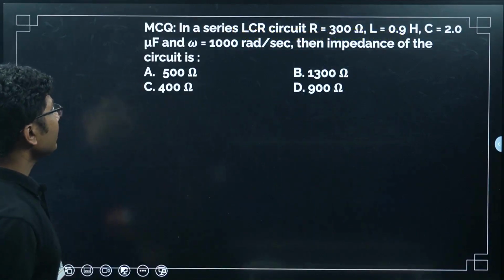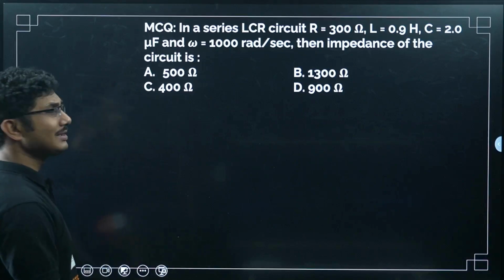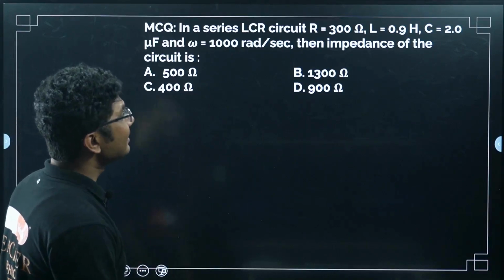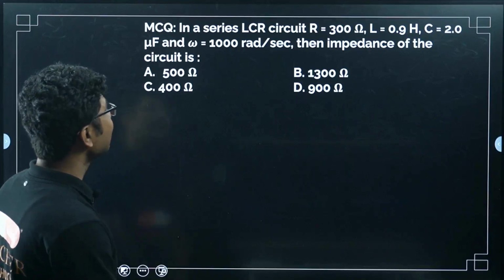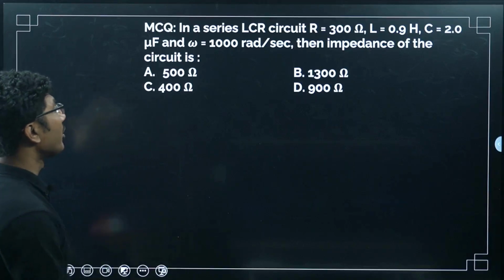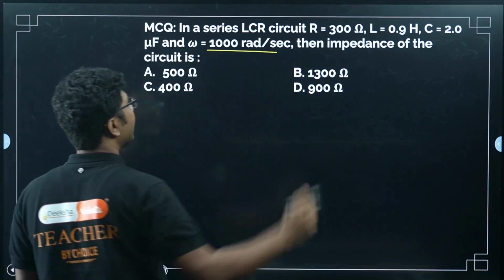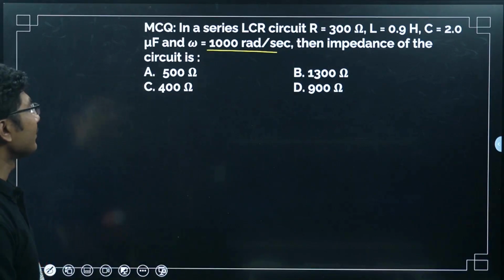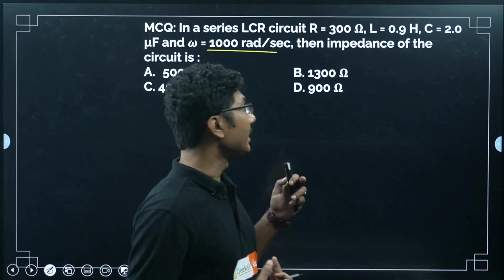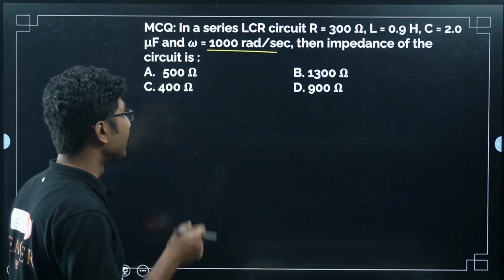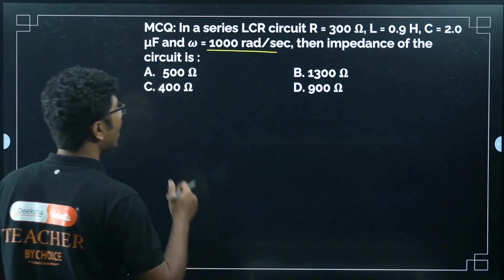Now in a series LCR circuit, R is given as 300 ohm, L is given as 0.9 Henry, C is given as 2.0 microfarad, and omega is given as 1000 radian per second. Then find the impedance of the circuit. This is from your previous year questions, so don't think that this is a question I have manufactured. So you have to calculate the impedance of the circuit. How can we do that?